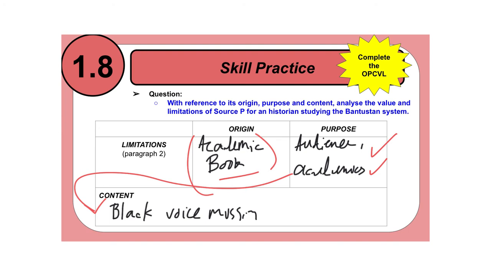Black voices are missing. The title of the book was The History of South Africa, and black voices are missing. That's just ironic in and of itself. So you could also say that black voices are missing in this document, and that is a limitation to a historian who is trying to learn more about the Bantustan system. So now you have an example of how to do both a values paragraph and a limitations paragraph with one exact document.